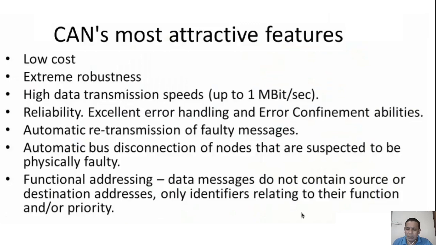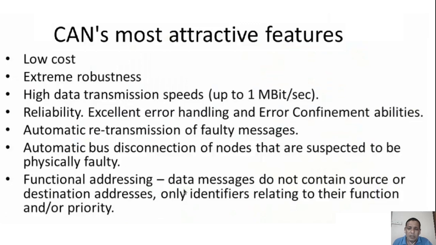Now we can see the attractive features of CAN. The most attractive feature is that it is very low cost and highly robust, with data transmission speeds up to 1 megabit per second. Then reliability: excellent error handling and correction mechanism, and automatic retransmission of faulty messages. That is, if there is a fault in the message, it will automatically retransmit. Then automatic bus disconnection of nodes that are suspected to be physically faulty. That is, if one device is found to be faulty, it will automatically disconnect that device from the CAN bus.